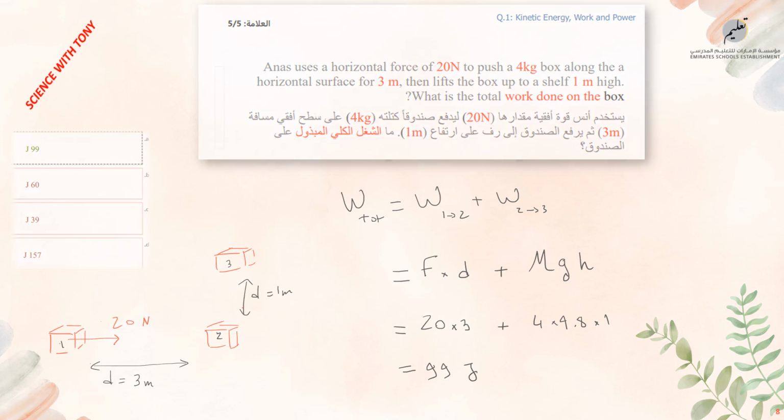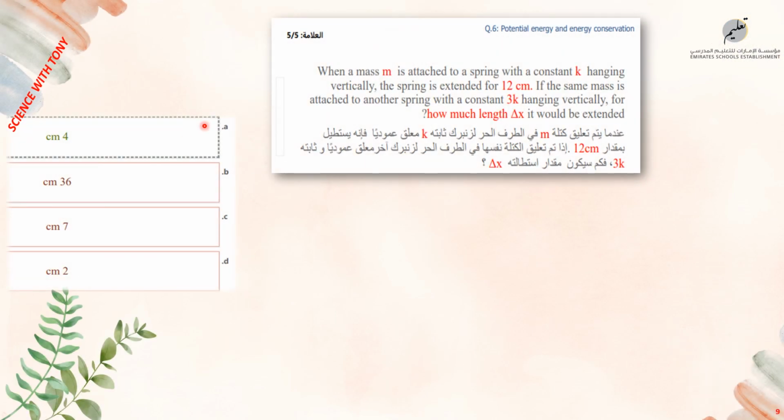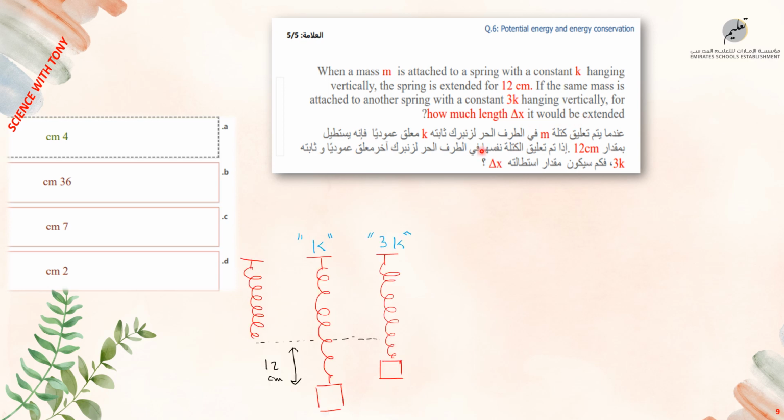We continue with question 7. When a mass m is attached to a spring with a constant k hanging vertically, the spring is extended by 12 centimeters. If the same mass is attached to another spring with a constant of 3k hanging vertically, by how much length delta x would it be extended? So here we have a spring first with a spring constant k, and then with the same mass attached, the spring now has 3 times more spring constant.